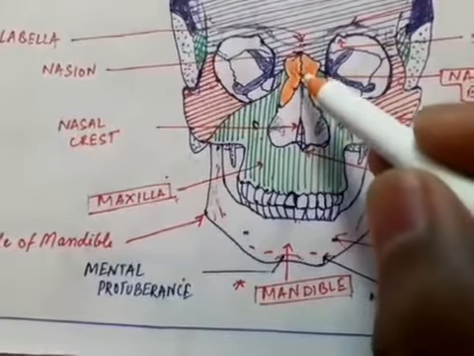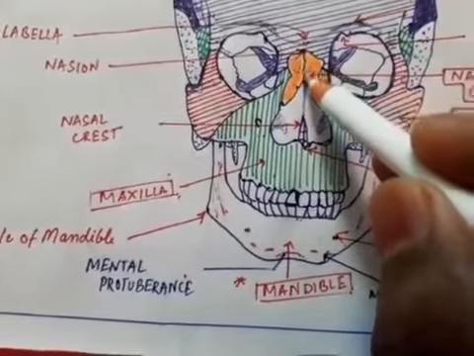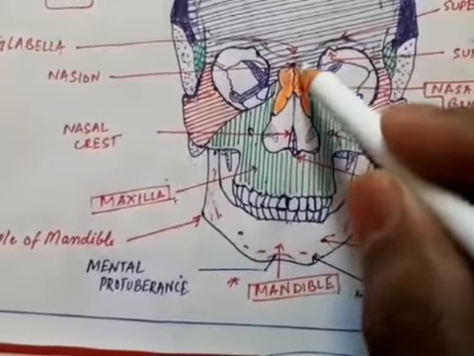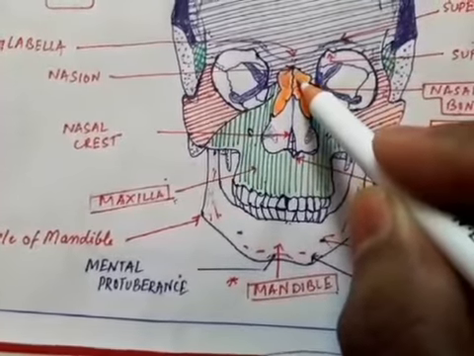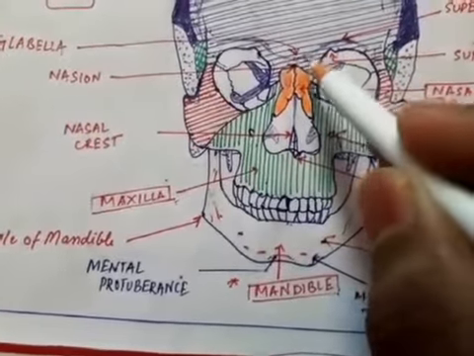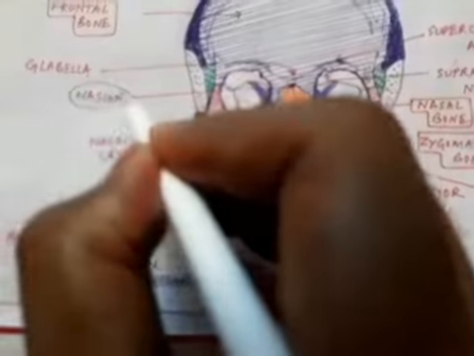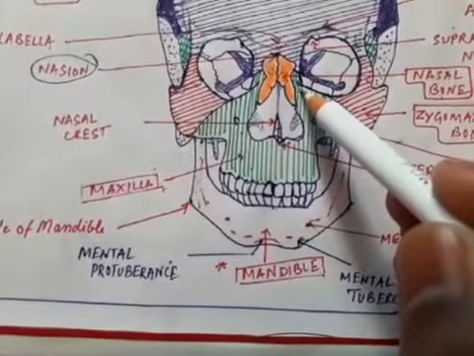One nasal bone on each side articulates with each other in the midline and with the frontal bone superiorly. The frontonasal suture is formed by the articulation of nasal bones and the frontal bone. Here is the center point. This is called nasion. Laterally, each nasal bone articulates with the frontal process of each maxilla.